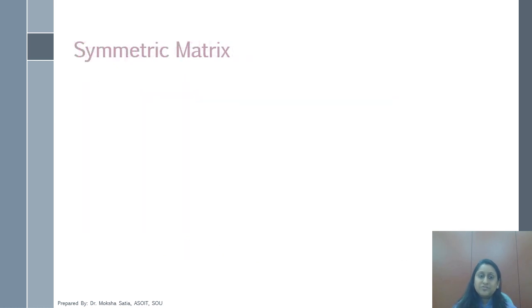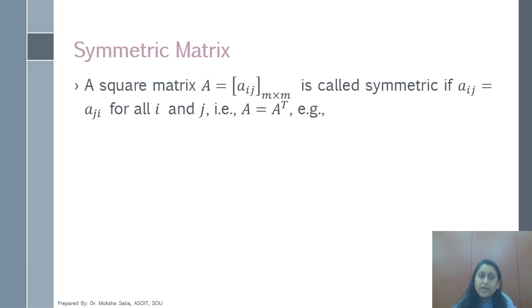Next one is a symmetric matrix. A square matrix A equals [Aij], n cross n, is called symmetric if Aij equals Aji for all i, j. In a simpler form, if I transpose my matrix and the main matrix and the transpose matrix are the same, that means A equals A transpose, then the matrix is called a symmetric matrix.